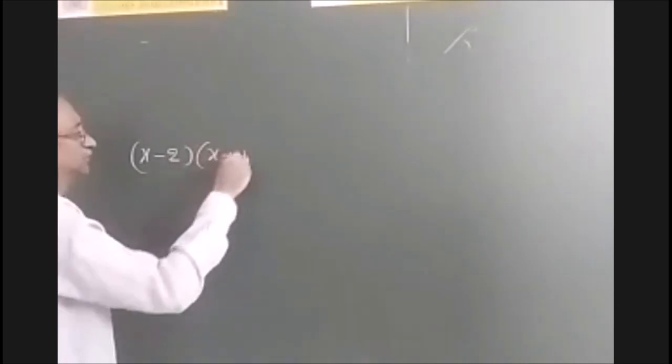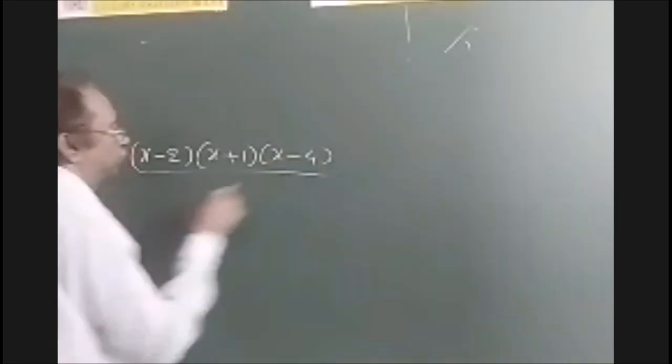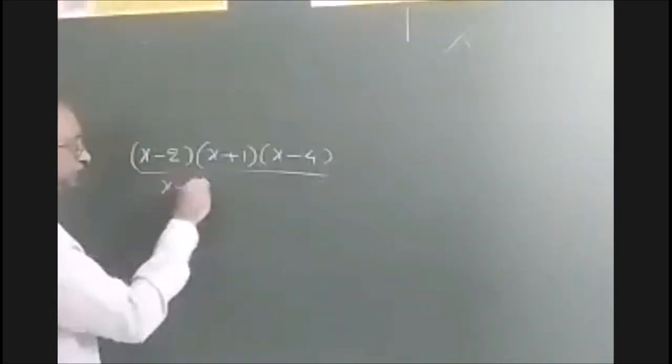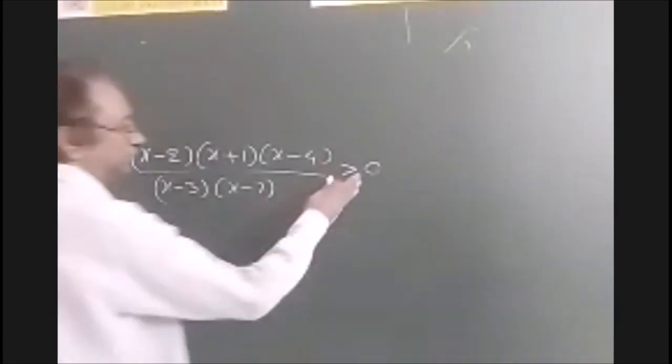Okay? And now the last problem. See this one: (x minus 2)(x plus 1)(x minus 3)(x minus 4) by (x minus 3)(x minus 7) is greater than or equal to 0. Now find the domain. Our previous problems were all greater than. So this one is less than or equal to 0. Find the domain: (x minus 2)(x plus 1)(x minus 4)(x minus 3) by (x minus 7) less than or equal to 0.